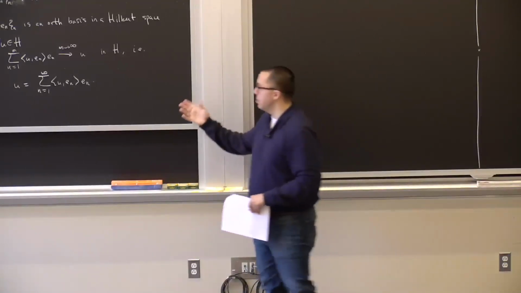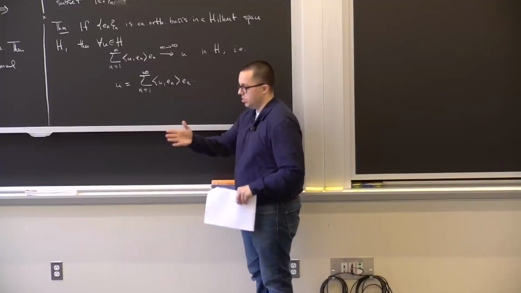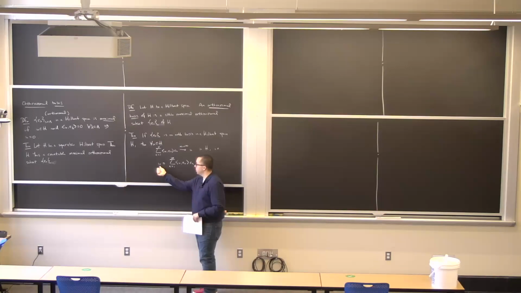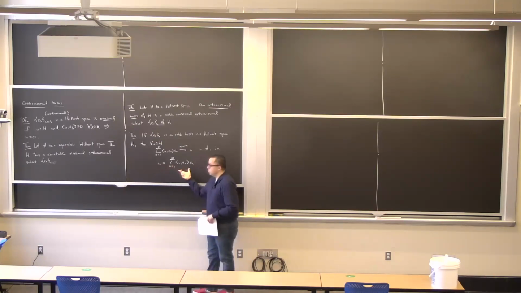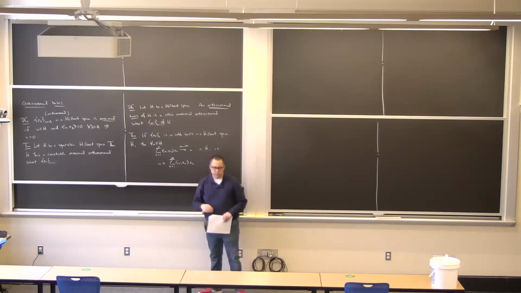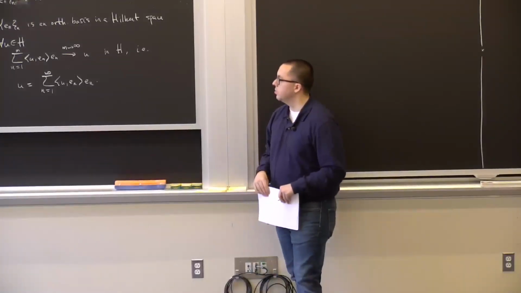Just like in finite dimensions, if you have an orthonormal basis consisting of only finitely many vectors, then you can expand every vector in, say, C^n, in this way. Now, the statement is, in a Hilbert space, if you have an orthonormal basis in this sense, meaning a countable maximal orthonormal subset, then you can expand every element as an infinite linear combination of these elements.